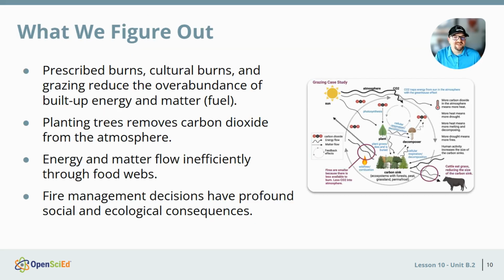To summarize Lesson 10, we want students to see that prescribed burns, cultural burns, and grazing reduce the overabundance of buildup energy and matter, which acts as fuel. They should also conclude that planting trees removes carbon dioxide from the atmosphere, that energy and matter flow inefficiently through food webs, and that fire management decisions carry profound social and ecological consequences.